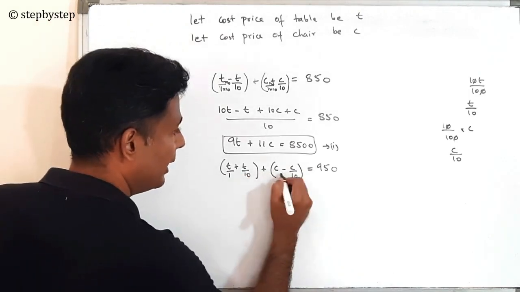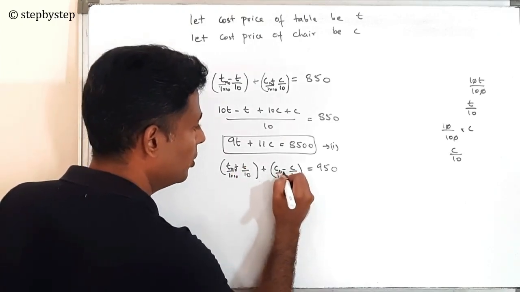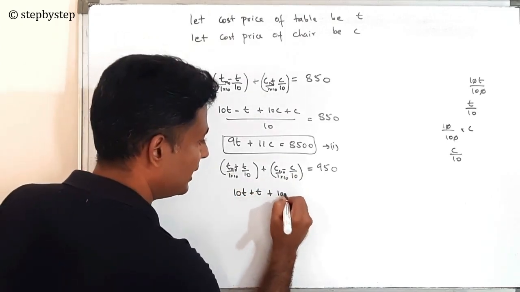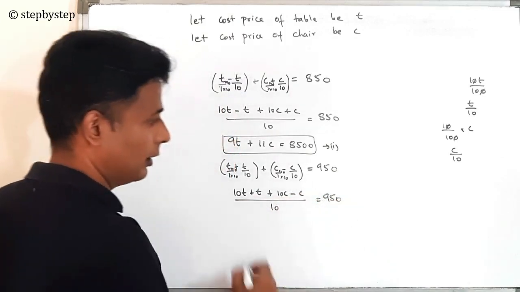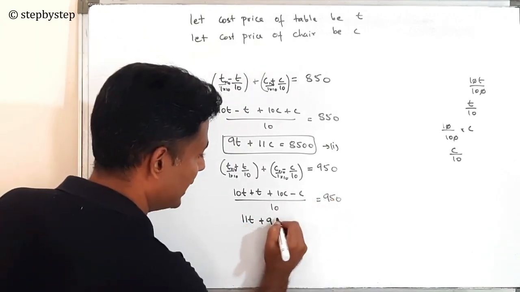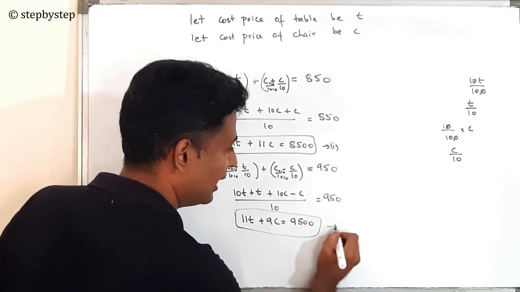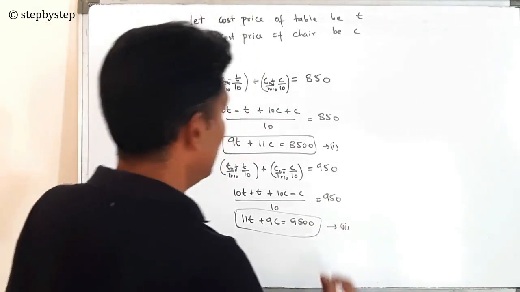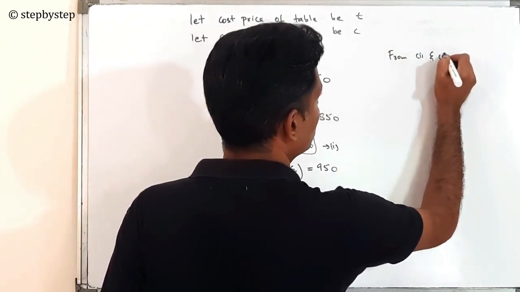So again taking the LCM, into 10, into 10. So what do we get? 10T plus T plus 10C minus C, whole by 10, equal to 950. So I'll transpose this and simplify. I get 11T plus 9C equal to 9500. This is our second equation.